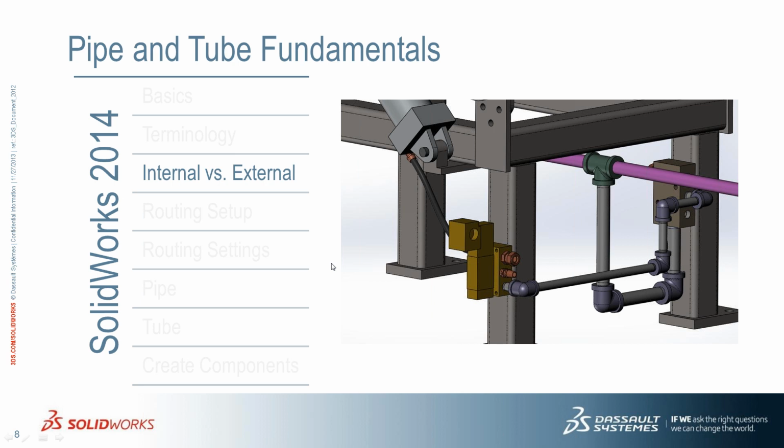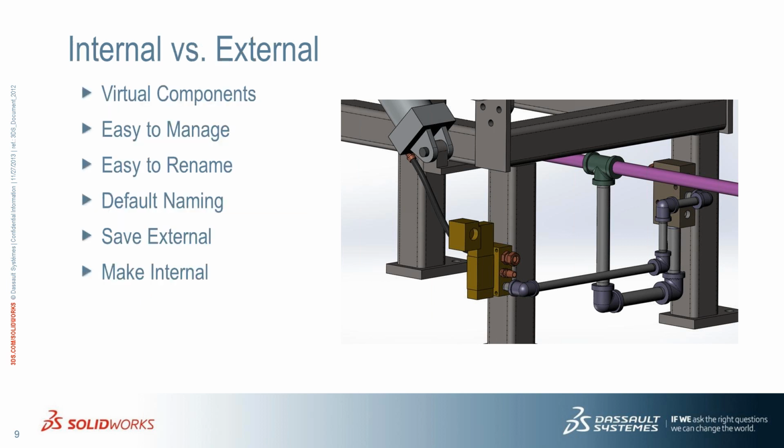Okay, so the next conversation we need to have is related to internal versus external components, something SOLIDWORKS calls virtual components. Well, virtual components are taken advantage of by routed systems because of a few things. First of all, they're easy to manage. If a file is virtual, that means there is no file that you actually manage on the hard drive. All the data is embedded within the assembly so that you don't have to manage individual pieces of pipe. Now, it makes it easy to rename. When you create them, it does some automatic naming so that it creates an intelligence so you understand.